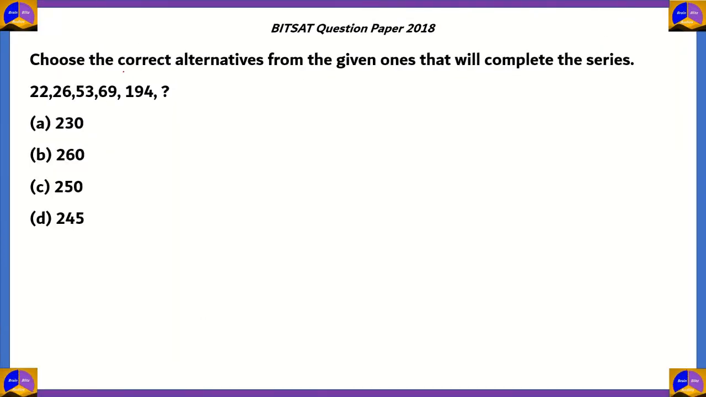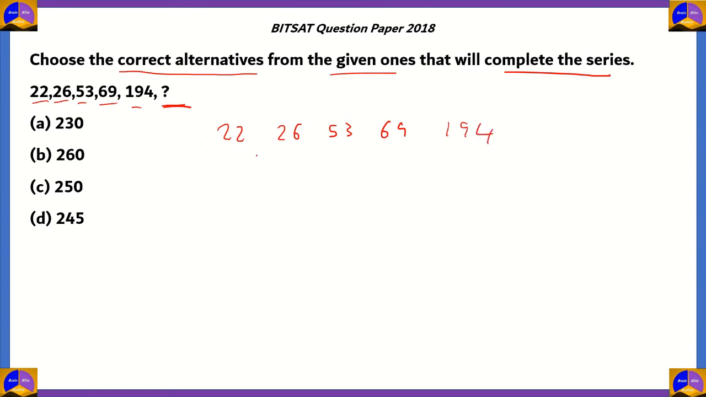Next question. Choose the correct alternatives from the given options that will complete this series. You have 22, 26, 53, 69, 194, and then blank. So we have a series of numbers for which we need to find out the relation, and then using that relation, we need to find out the next number that comes. So let's look at the series.